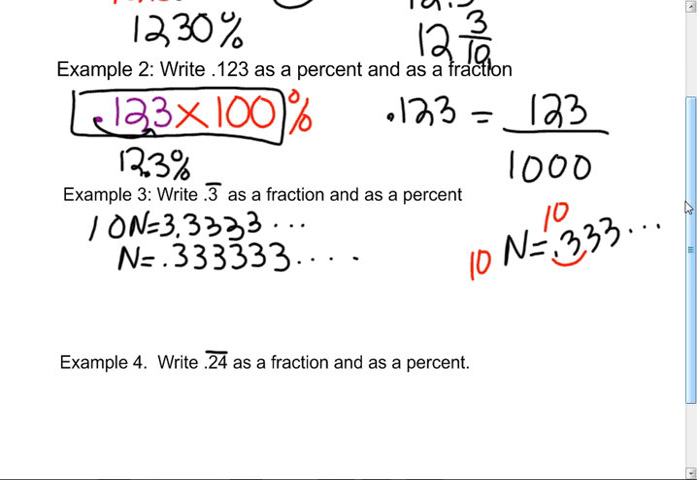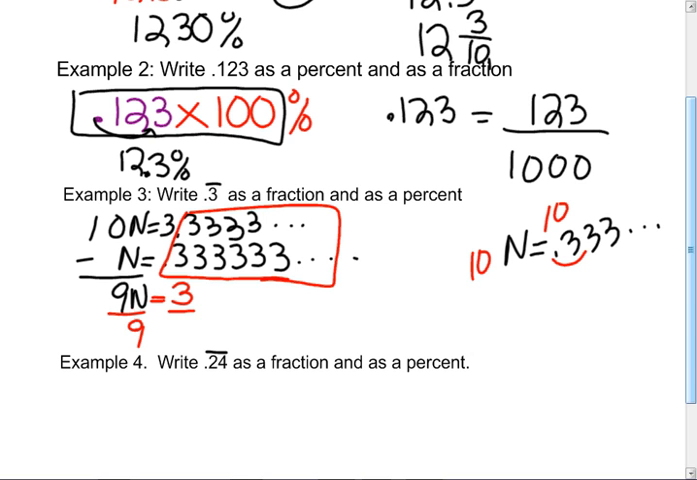Now, if you want to do it the way you know how to do it, that's fine. I'm going to have a little problem when I get to 2.4 repeating. 0.24 repeating is not a big problem. So I'm going to do this. This is 9n if I subtract. What's going to happen to all of these 3's when I subtract? They're going to go to 0. So that equals 3. If I divide by 9, there it is. n equals 1/3.